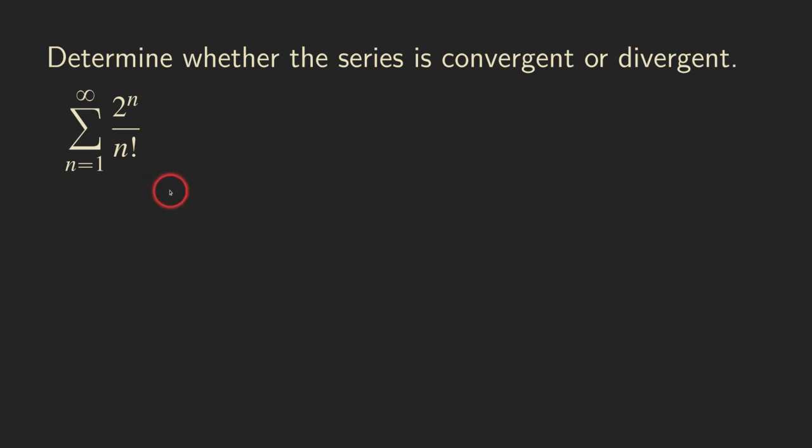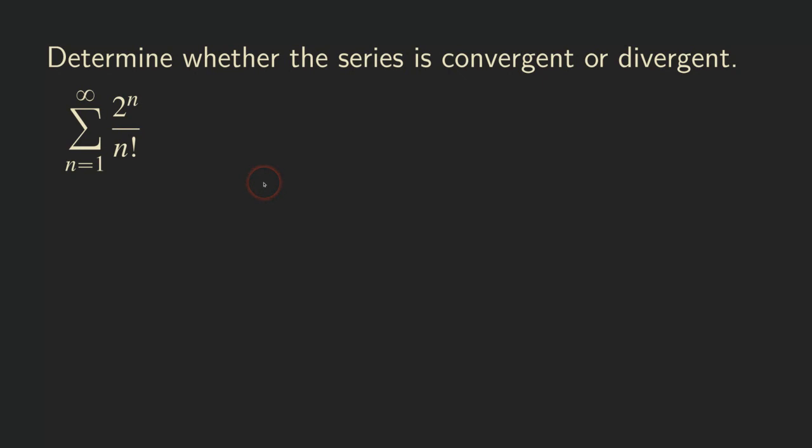Hello everyone, let's look at the series here. We have this series 2 to the n over n factorial. Usually when we try to determine whether this series is convergent or divergent, we are going to use the ratio test because it's easier to deal with the factorial when we use the ratio test. But this time I want to use the ordinary comparison test to show that the series is convergent.